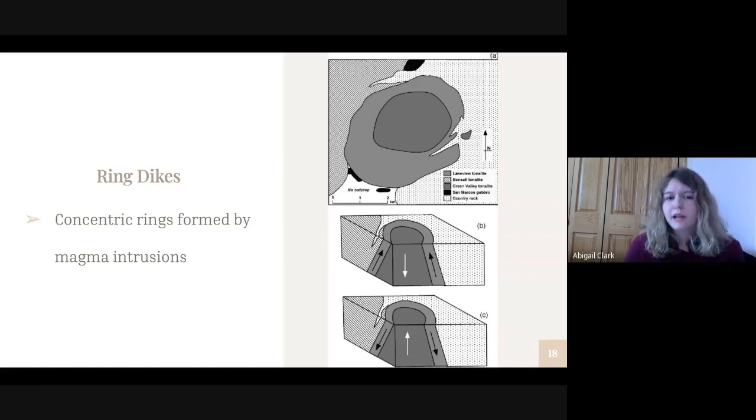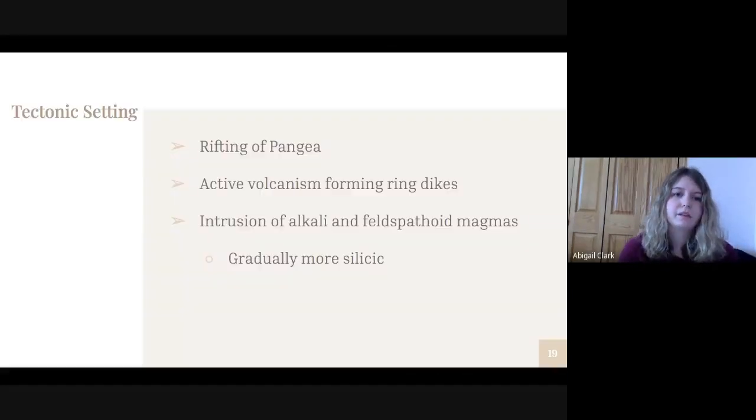And this most likely happens when the first rock is still hot, because they don't see a lot of fractures, and they more see almost a strain of this new magma rising up through a hot, cooling rock. And I already mentioned this, but the tectonic setting was the rifting of Pangaea, which formed active volcanism in the region, which formed the ring dikes.